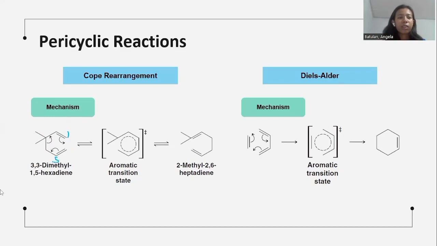Ito, 1,5-diene na nagre-rearrange to form this product. Sa Diels-Alder naman, meron tayong diene, tapos dienophile. And then, ang one characteristic ng Diels-Alder ay makakaroon tayo ng 6 carbon ring. From this diene and dienophile, nagiging 6 carbon ring siya.